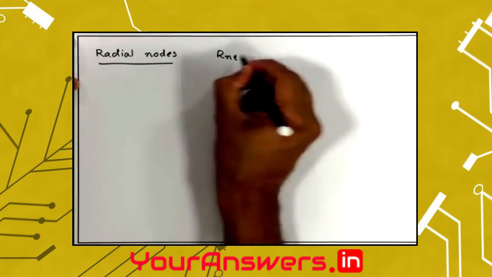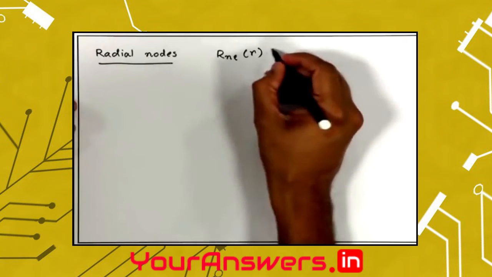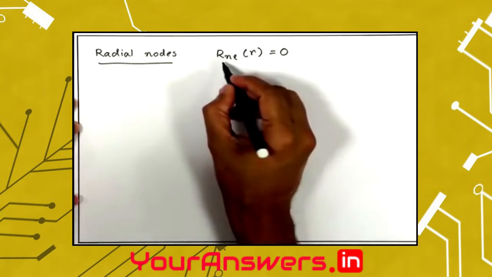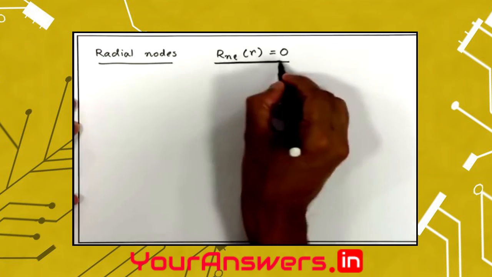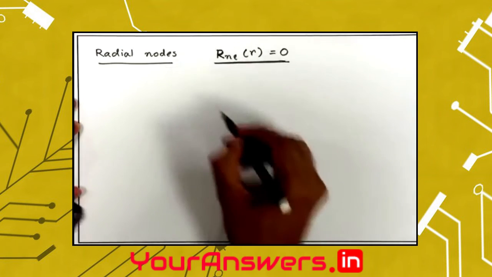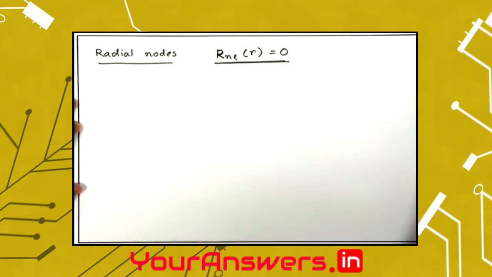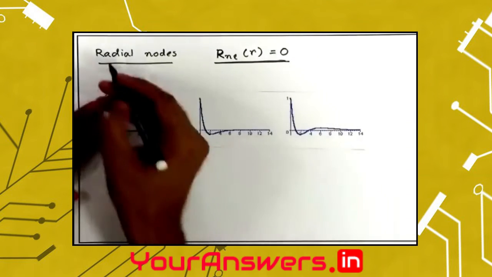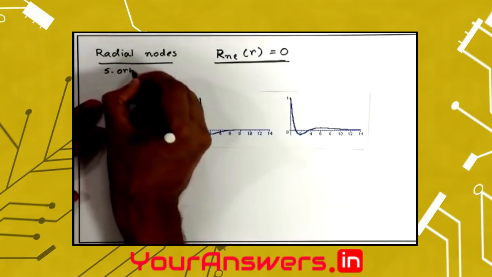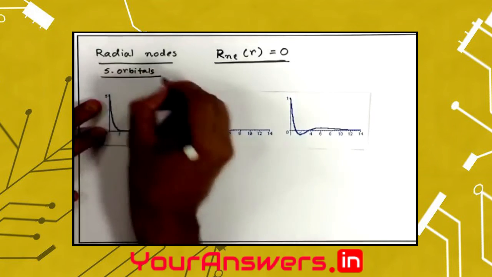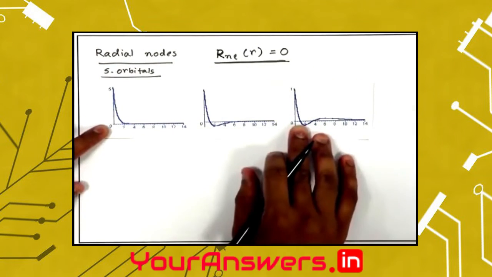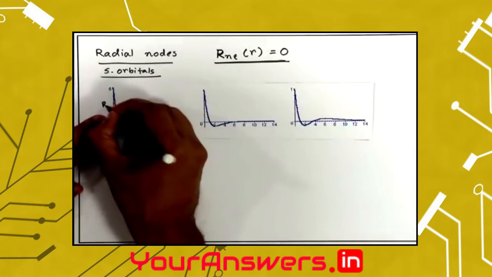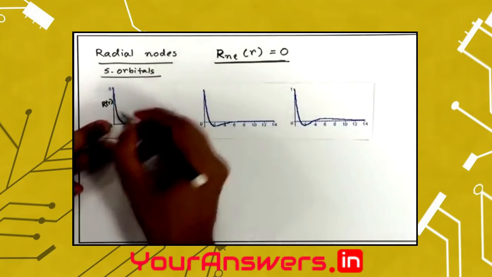The radial part of the wave function depends only on the radial coordinate r, and this is 0. We will ask when this component R_nl, the radial component of the wave function, becomes 0. We will first look at s orbitals. For s orbitals, what I am showing you here is the radial component of the wave function. On the x axis, r is plotted.